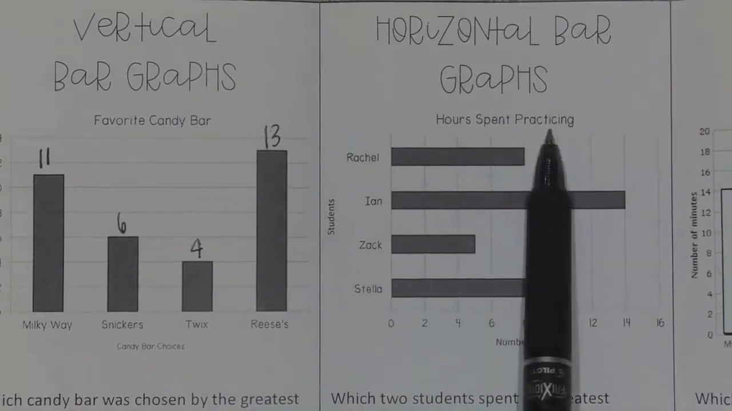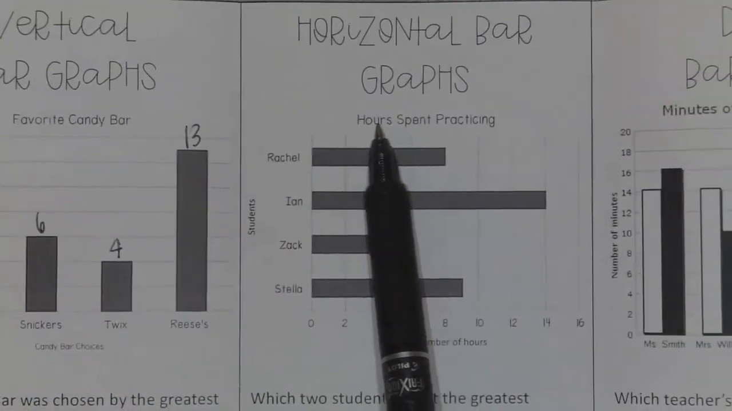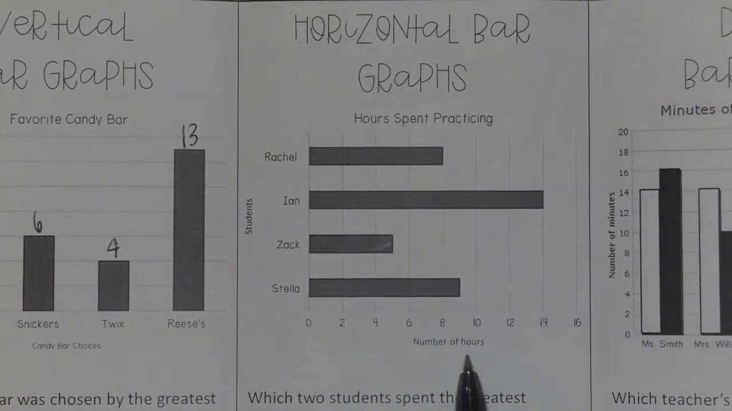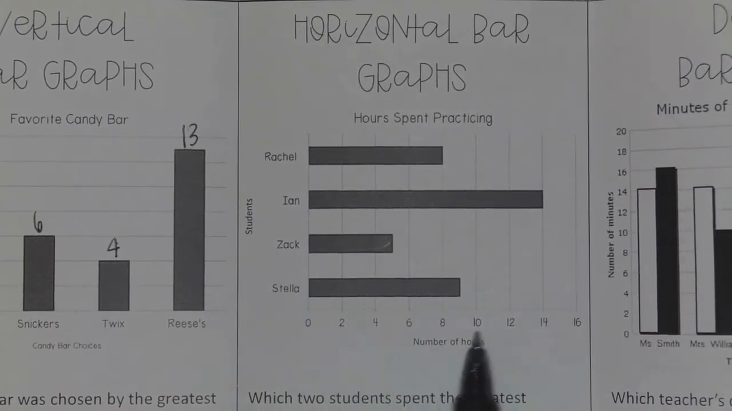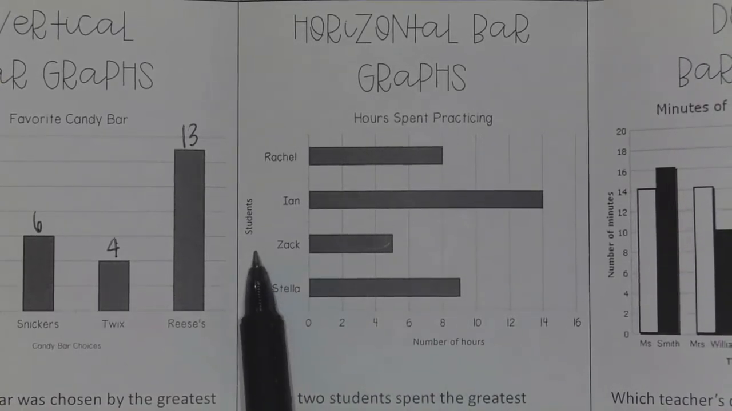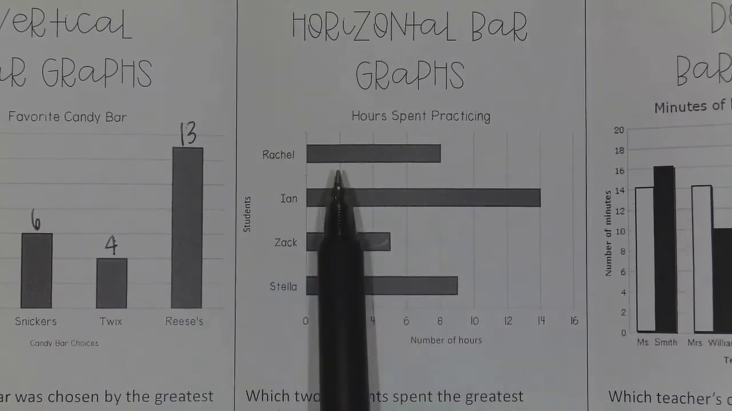Just like any bar graph, we have our title. So this graph is all about the hours spent practicing. The label on our x-axis is the number of hours, my scale, counting by twos. And then the label on my y-axis is, these are the students.